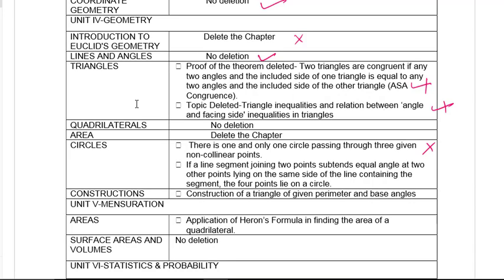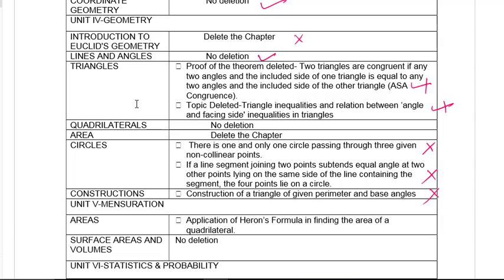If a line segment joining two points subtends equal angles at two other points lying on the same side of the line containing the segment, the 4 points lie on a circle. So this topic is also excluded. Constructions, construction of a triangle of given perimeter and base angles. So this topic is deleted.